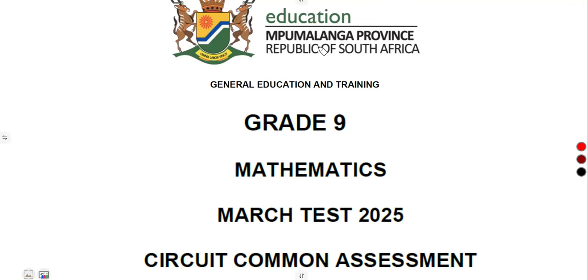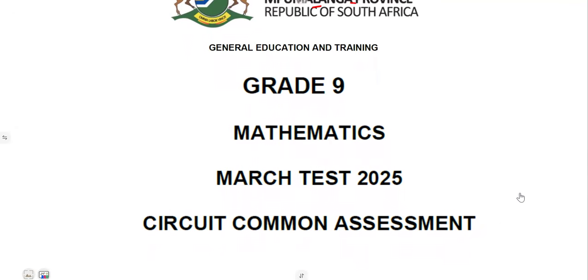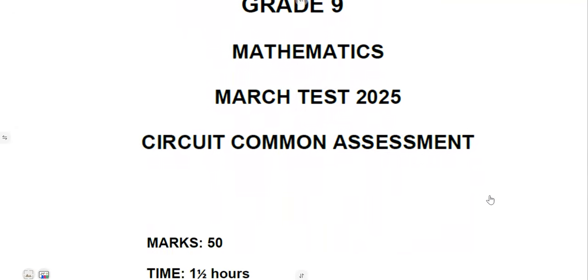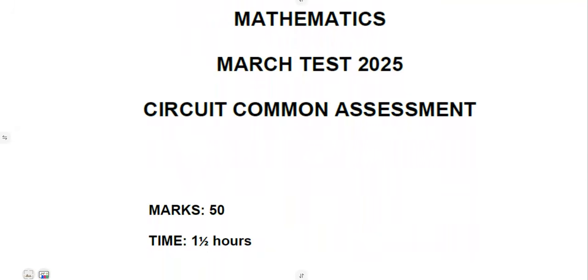So this is Mpumalanga province, and it was a March test for 2025. All right. So we are going to use that one and see how we can attempt these questions. It was out of 50, and they wanted you to write this one in 1.5 hours.